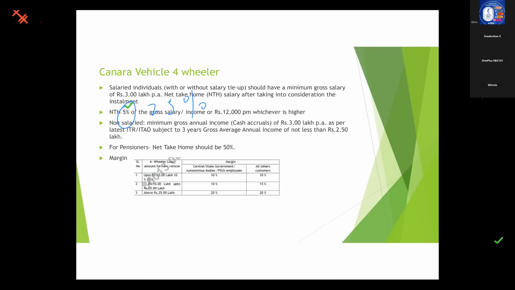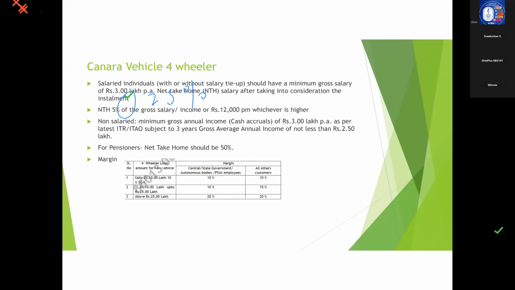Now coming to the margin for Canara vehicle four-wheeler. We are talking about the new vehicle, not the pre-owned vehicle. For a new vehicle up to 10 lakhs, the margin is 10%, in the case of central government and all other customers. Now for loan amount above 10 lakhs and up to 25 lakhs, for central, state and autonomous body and PSU employees, the margin is 10%, but for other customers, it is 15%. And above 25 lakhs, it is uniform across both categories, that is 20%.